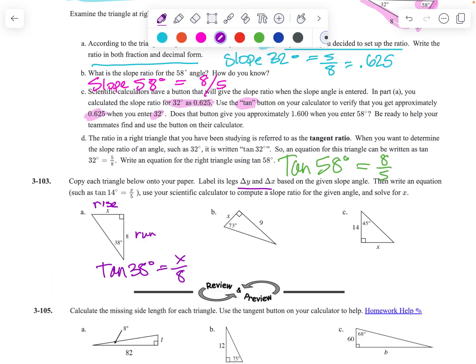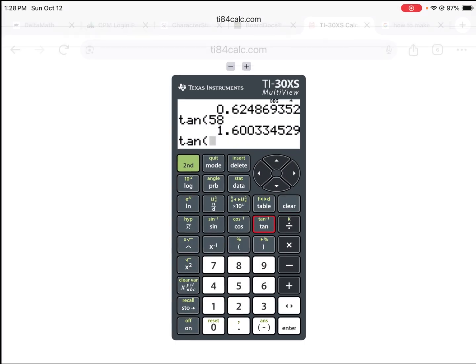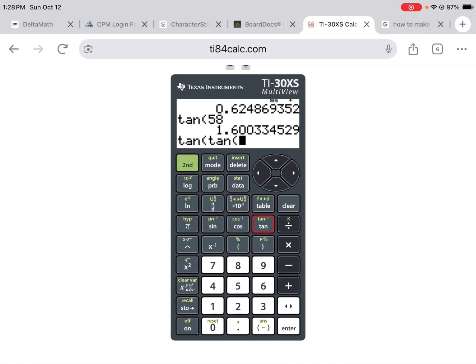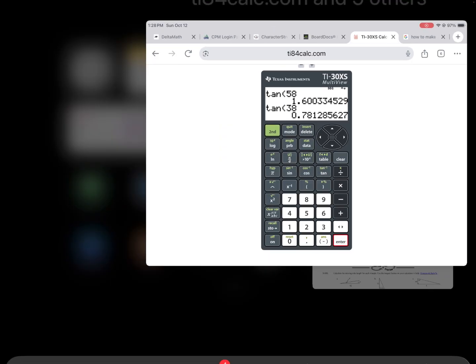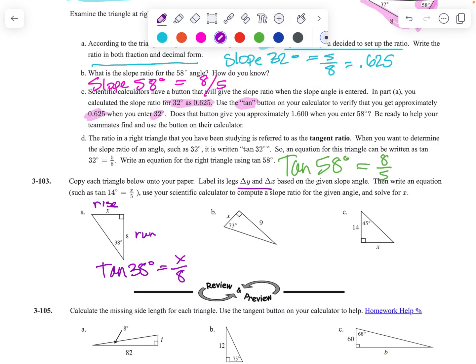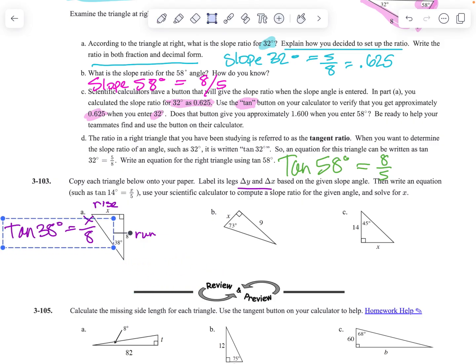Now, we're going to go to our calculator, and we're going to type in the tangent of 38. So we go tangent 38 equals 0.78. So I'm going to go back to my paper, and I'm going to rewrite this. I'm running out of space. Let me move this over here a little bit. Okay, so I have tangent of 38 equals x over 8.